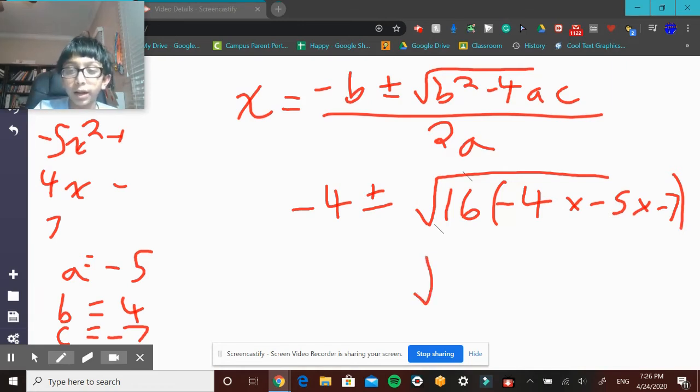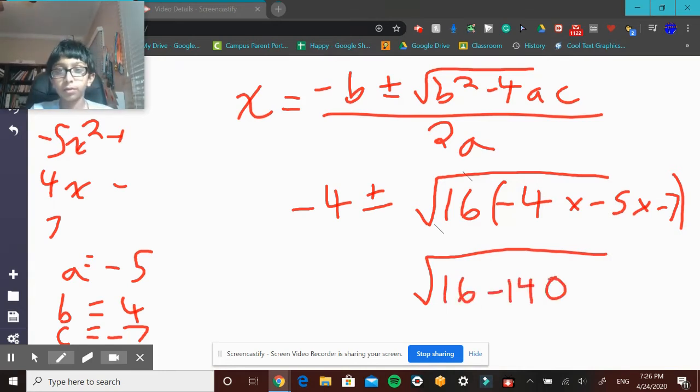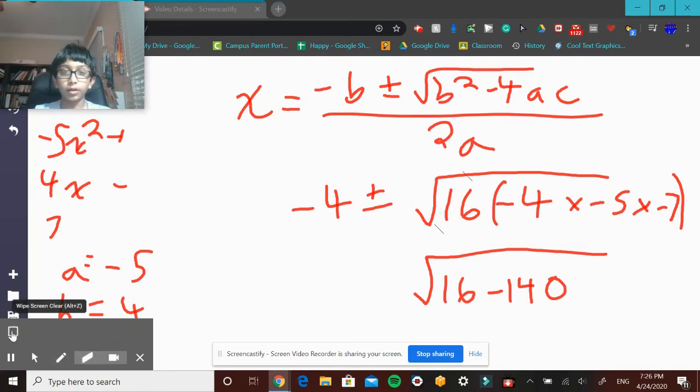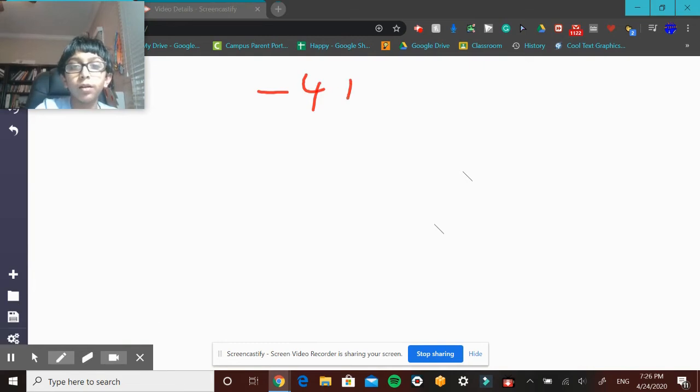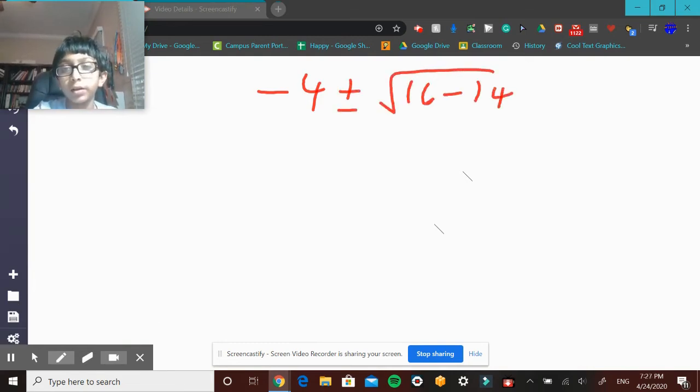So now we have 16 minus 140 in our square root. So 16 minus 140, let me erase the board. -4 plus or minus the square root of 16 minus 140. Now, as you know, 16 minus 140 is -124.